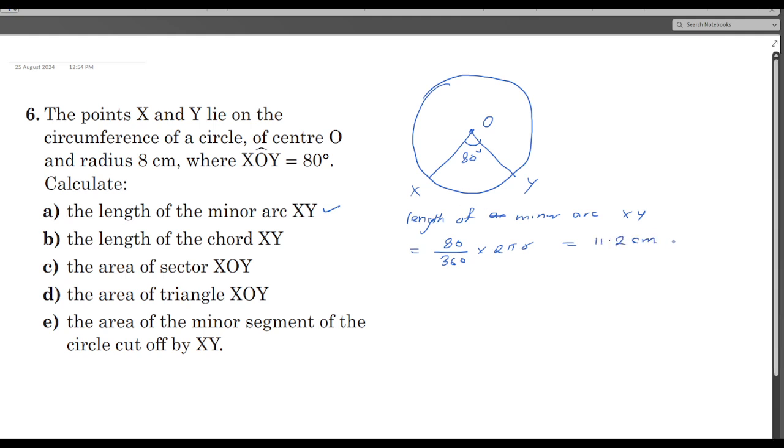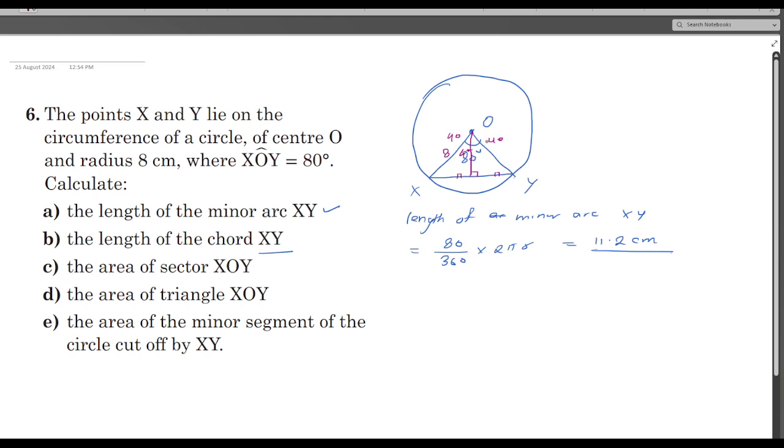Okay, it is rounded up to 3 significant figure. The length of chord XY. Now let me join this XY. Length of this chord XY we need to find out. Okay, for that what we can do, we can draw one perpendicular from this center O. Now this perpendicular will divide this opposite side as well as it will divide the angle at the center. So as it divides angle at the center, here at center we have angle 40 degree on one side, 40 degree on other side, and this radius I already know, this is 8 centimeter.